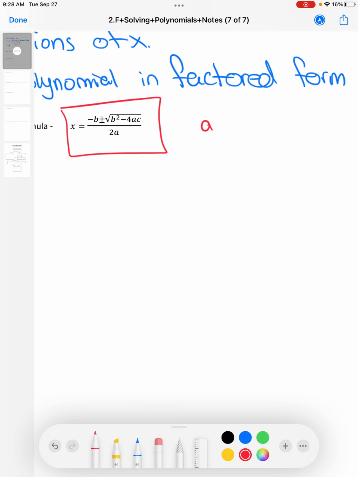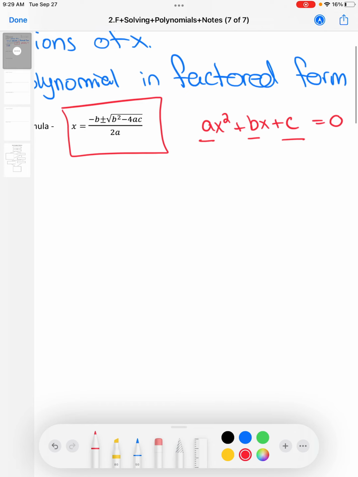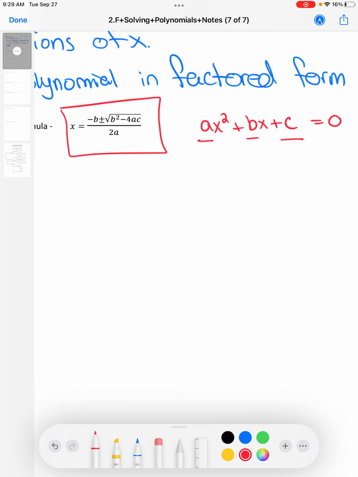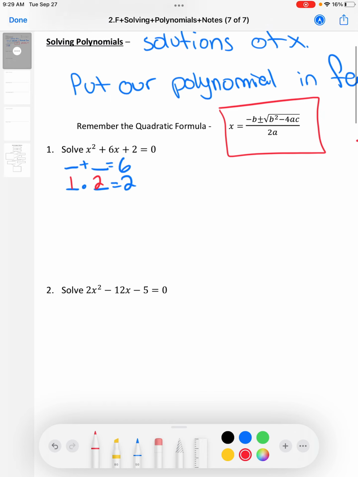So, standard form of a quadratic is ax squared plus bx plus c. So, a is the coefficient in front of x squared, b is the coefficient in front of x, and c is the constant on the quadratic. Okay? So that's where those numbers come from. So, you remember in the quadratic formula, there's no x's, just numbers.